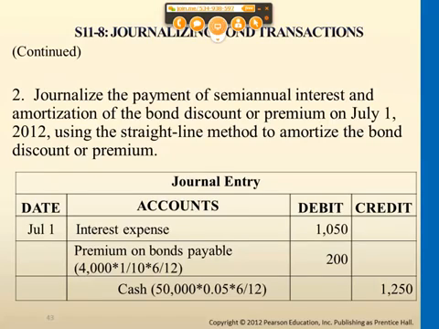Okay, so the cash interest part will be $1,250. Premium on bonds payable, $200. After subtracting $200, what's actually considered interest expense would be $1,050 every half a year.